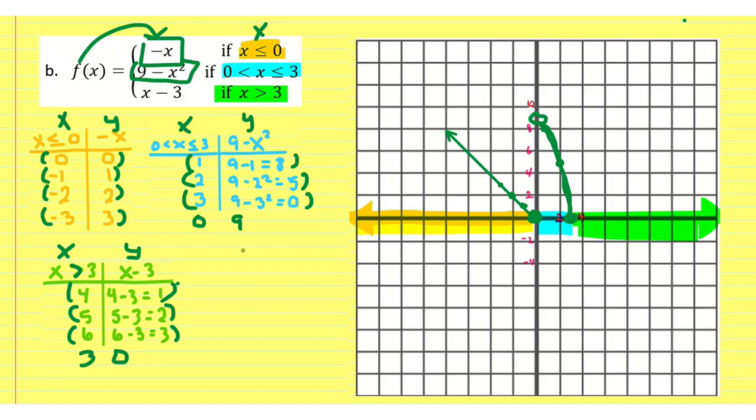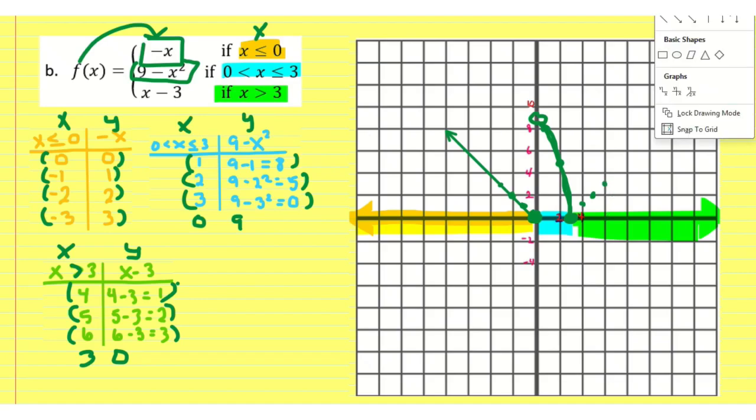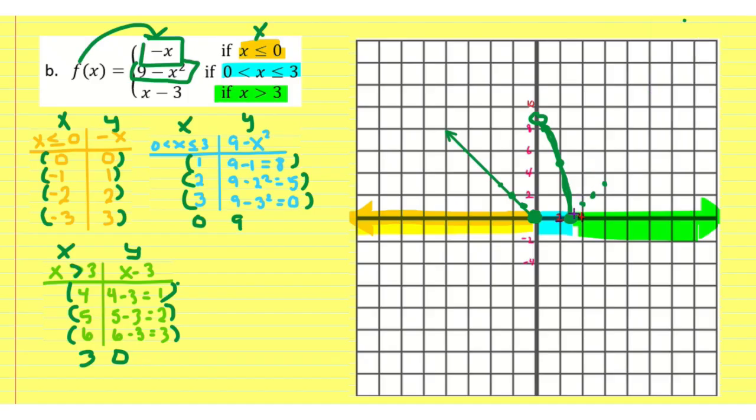This one is going to start there, and then we're going to connect it to 4, 1. So there would be 4, 1, and 5, 2 would be about right there, and then 6, 3. So again, I'm going to find a line, and we will connect it. Let's try to straighten that up just a little bit. Okay, so that is essentially what my 3 pieces are going to look like.